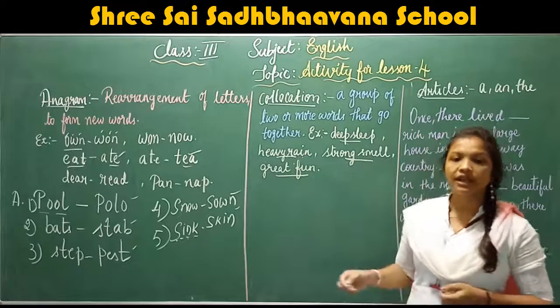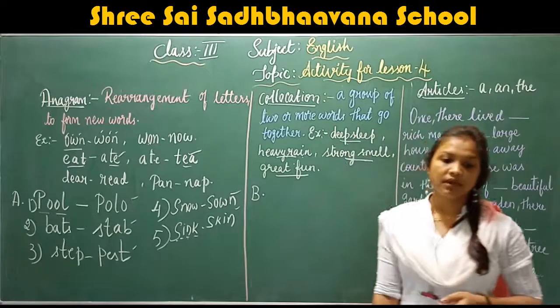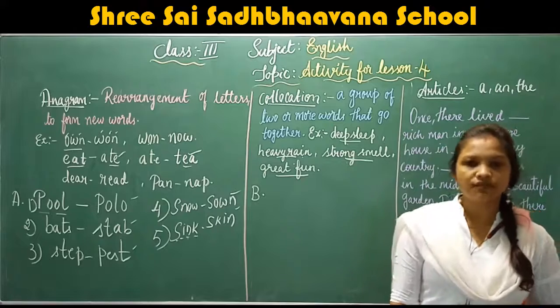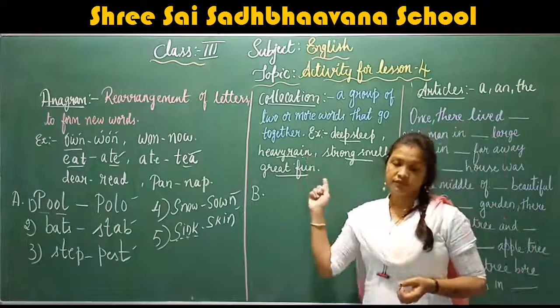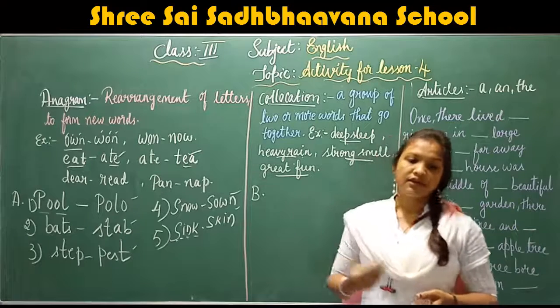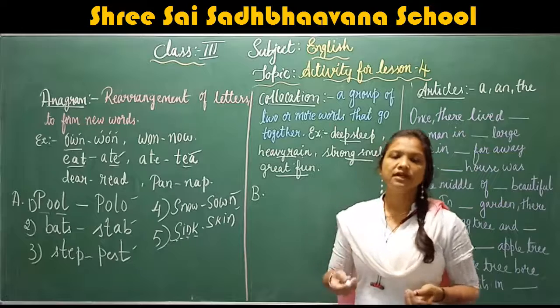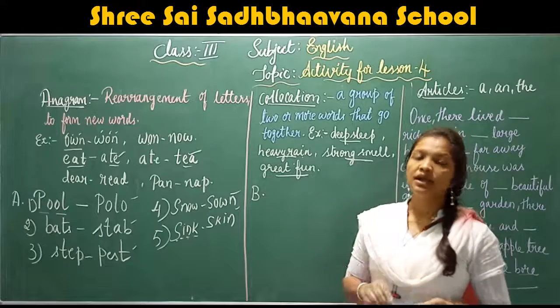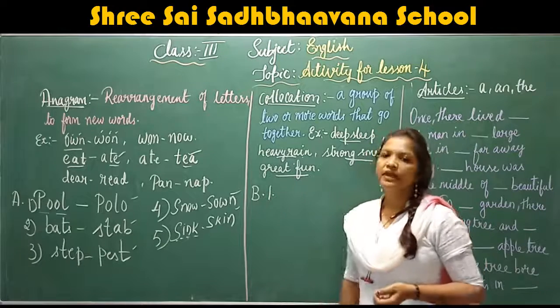In the same way, here they have given an activity. So what have they given? They have given: choose appropriate words from the box to collocate, means to join with the words in italics. They have given options and we have to join the words which are in italic font.